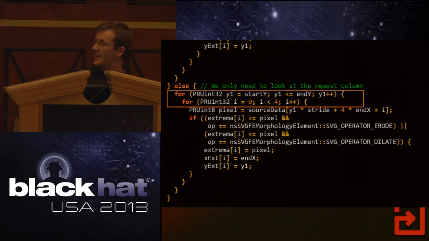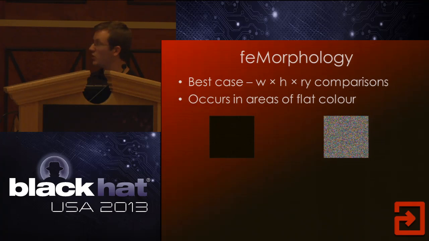But there's this optimized case. And in the optimized case, it only checks the right-hand column of pixels in that box. So it only has to scan through Ry pixels, basically. So instead of scanning the whole box, it just does one column. And that makes things a lot quicker. So when does this best case occur? Well, basically, if your image is completely flat, just a single color, then you will always hit that optimized case.